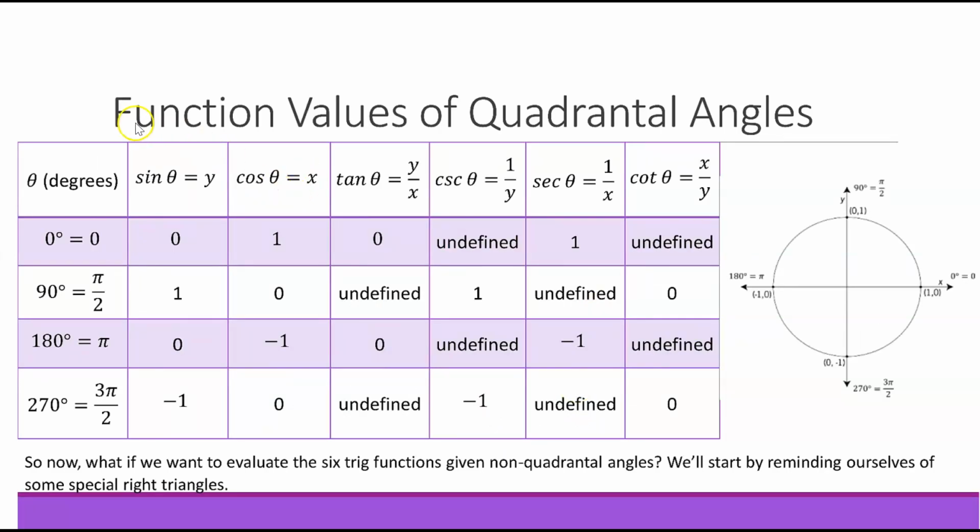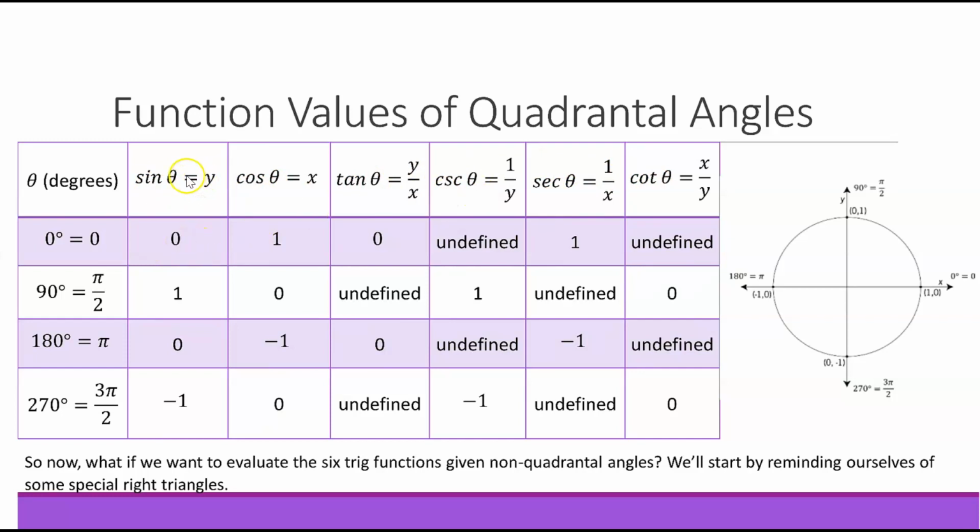So here's a table of the function values of the quadrantal angles. On this left-hand side, this table has the quadrantal angles 0, 90 degrees or pi over 2, 180 degrees, which is pi, 270 degrees, which is 3 pi over 2. And it has across the top all of the trig functions, so sine, cosine, tangent, cosecant, secant, cotangent of those angles.